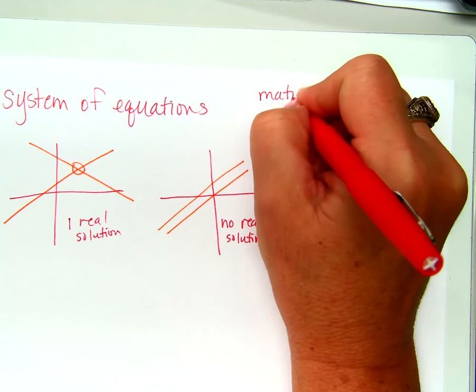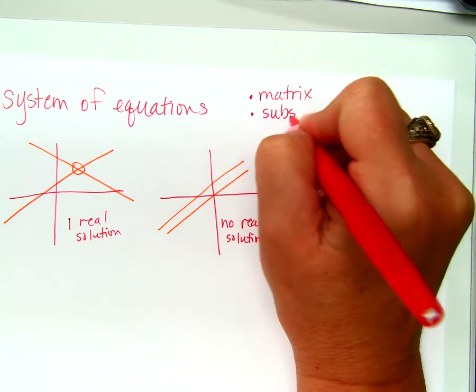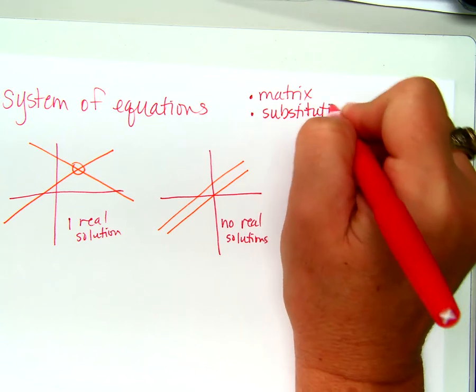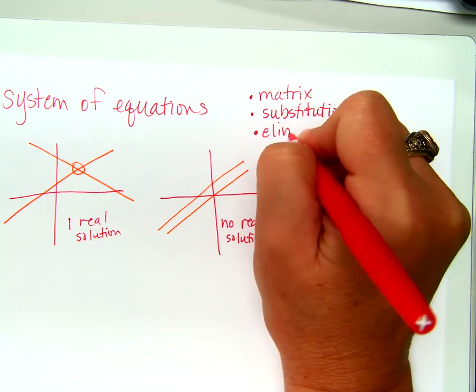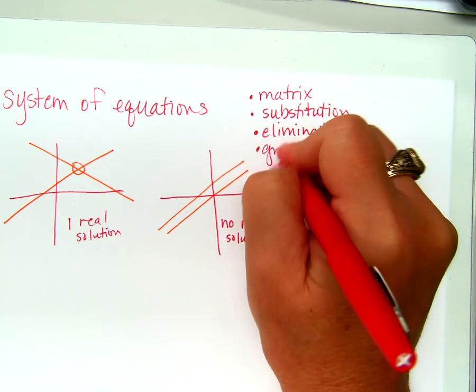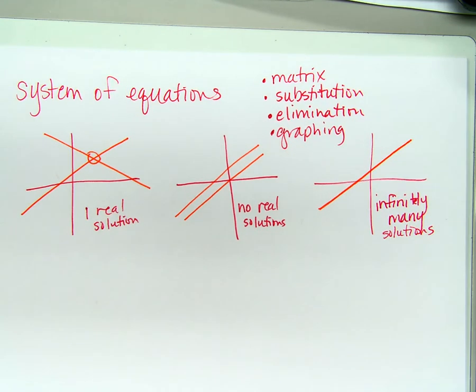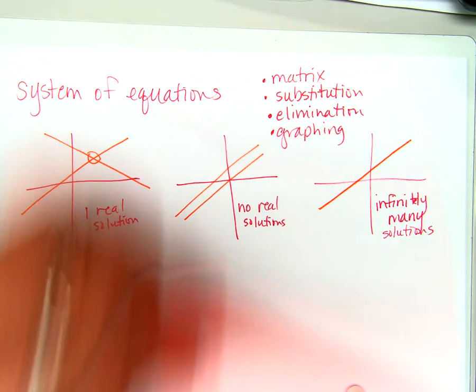Matrix. Substitution. Elimination. One more. Graphing. Good. Those are the ways that we talked about solving systems of linear equations. Okay? We can do all of these except for one in nonlinear systems. And guess which one it is? Can't use a matrix. Okay? Can't use a matrix when we're solving nonlinear systems.